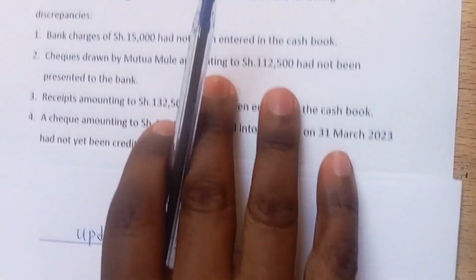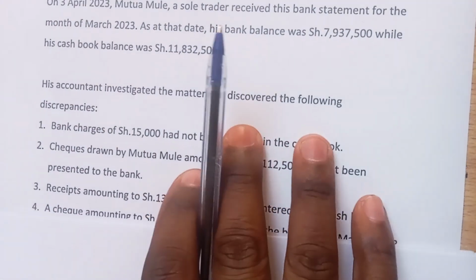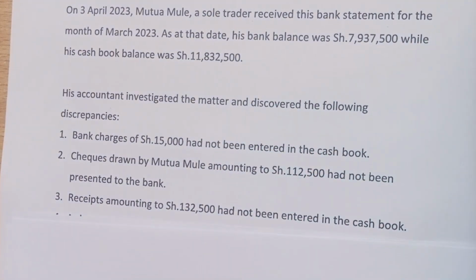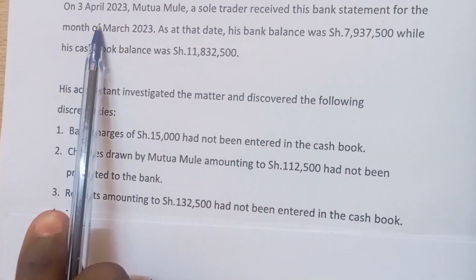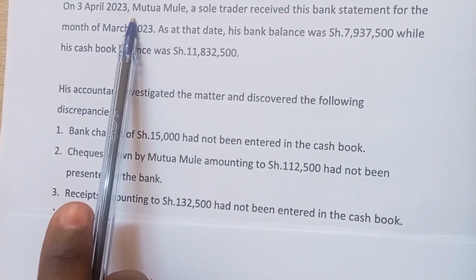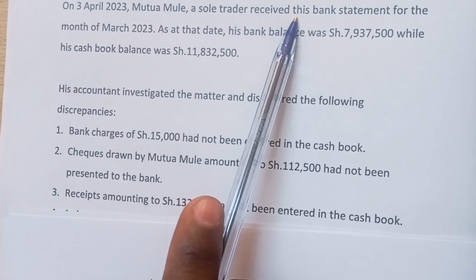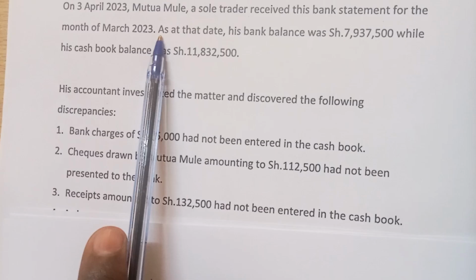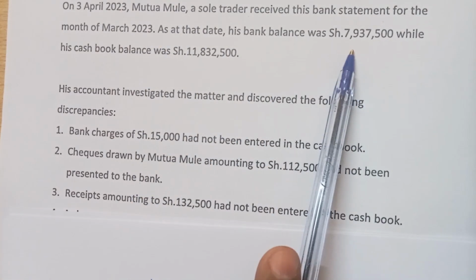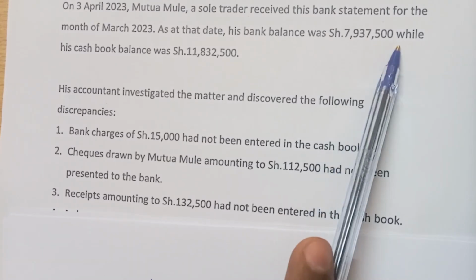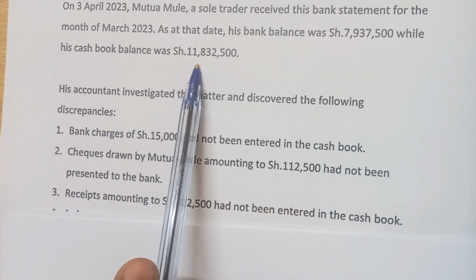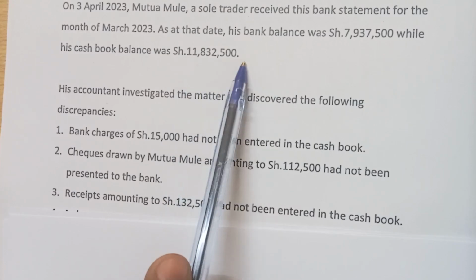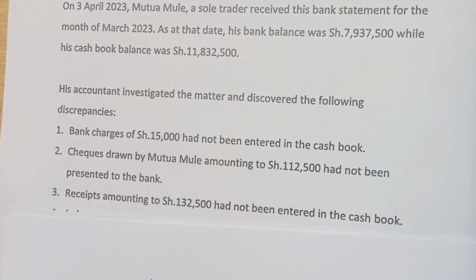And I want us to go through the question slowly so that you can understand it. So we are being told that on 3rd April 2023, Mutua Mule, a sole trader, received his bank statement for the month of March 2023. As at that date, his bank balance was 7,937,500 shillings, while his cash book balance was 11,832,500.